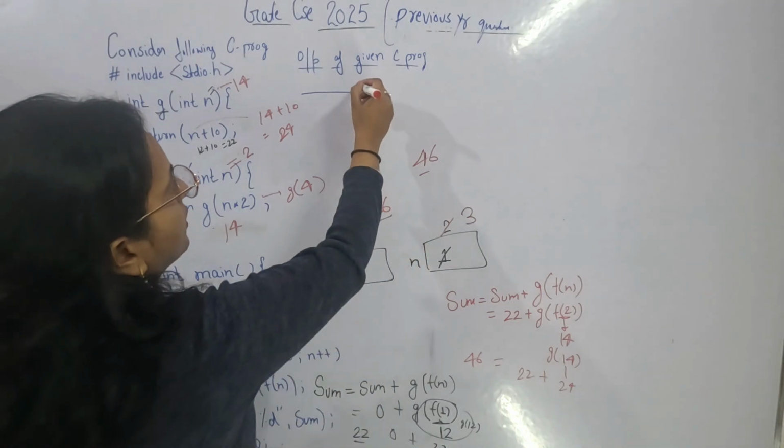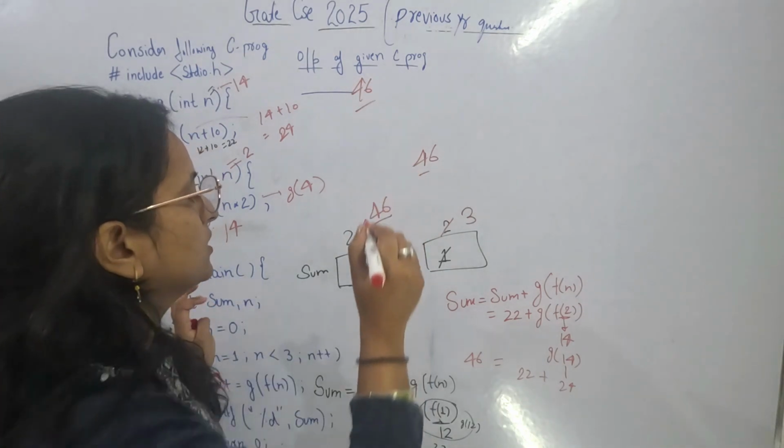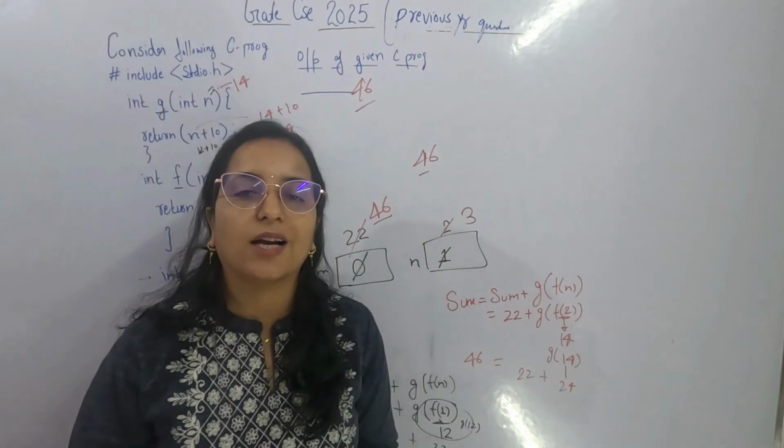So the output of the given program will be 46. In this way you will calculate this recursive.